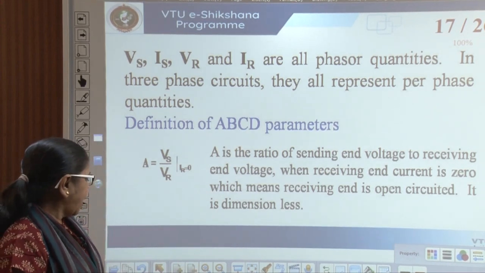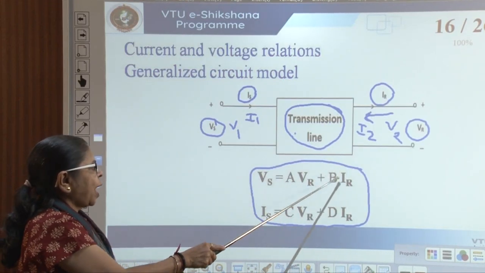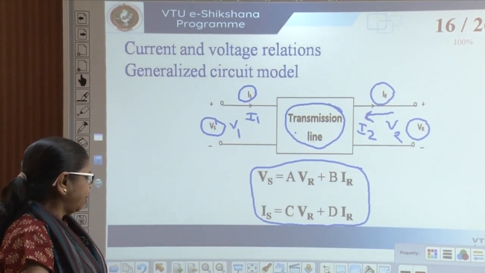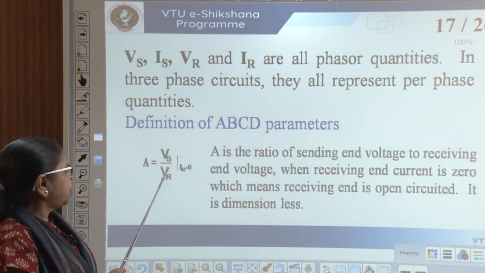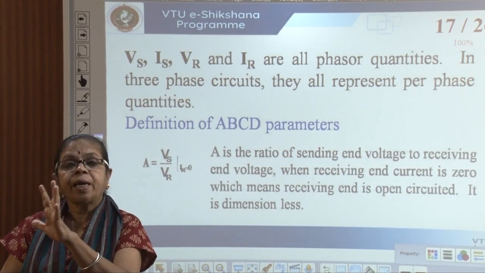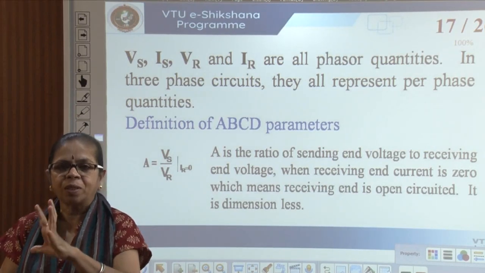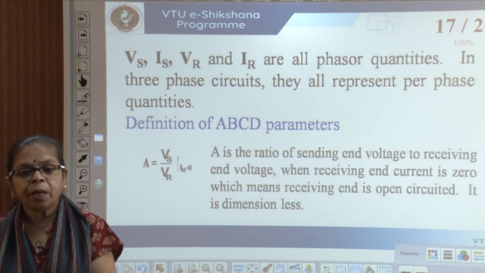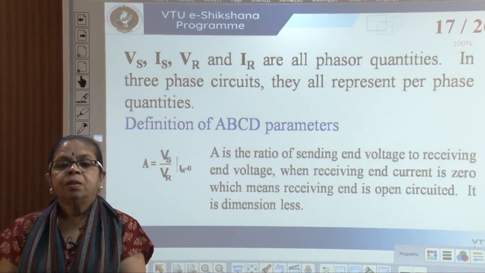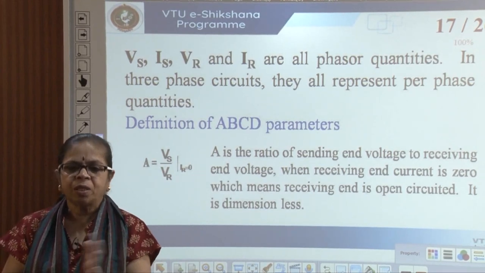So A, if you look at this equation, what would be A? A would be VS by VR if I put IR is equal to 0. When I make IR 0, A would be VS by VR, very simple. So the receiving end current is 0. When is the receiving end current 0? When the receiving end is open circuited. So A is defined as the ratio of the sending end voltage to the receiving end voltage when the receiving end is open circuited.